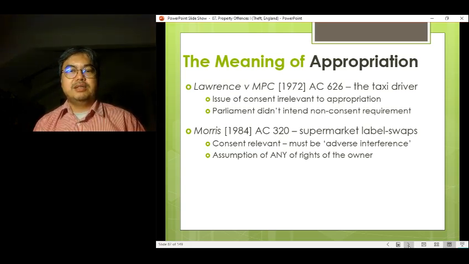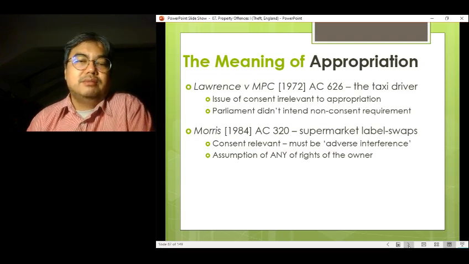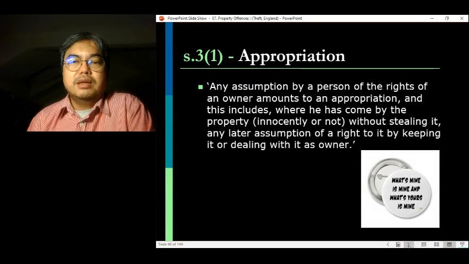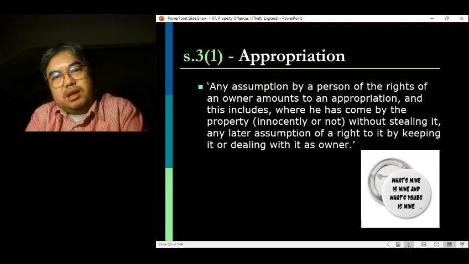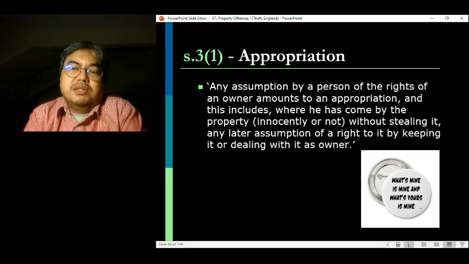One says that consent is irrelevant. The other said that consent is relevant. Now you look at the definition under section 3. What do you think? Do you think that consent is relevant? Any assumption by a person of the rights of an owner amounts to an appropriation.